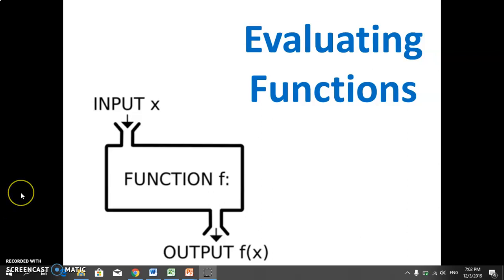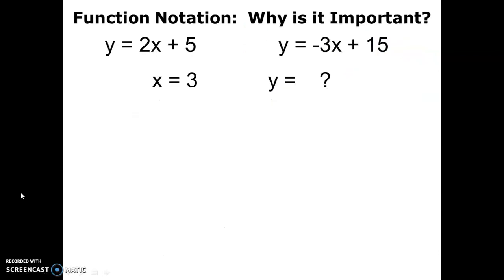Welcome to your lesson on evaluating functions. Let's begin with why we even have something called function notation.